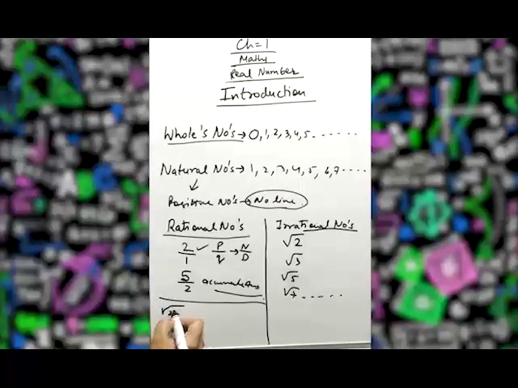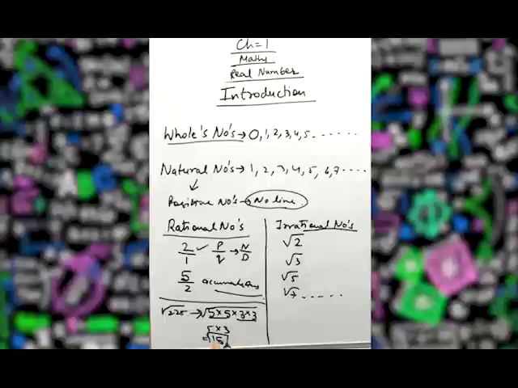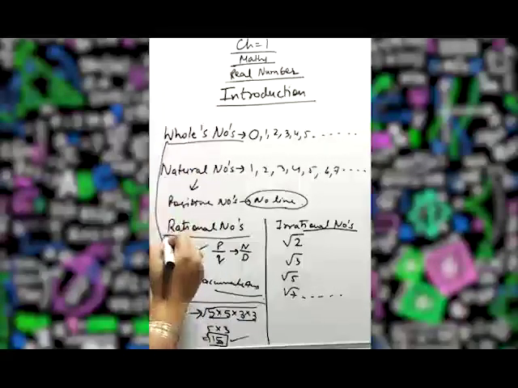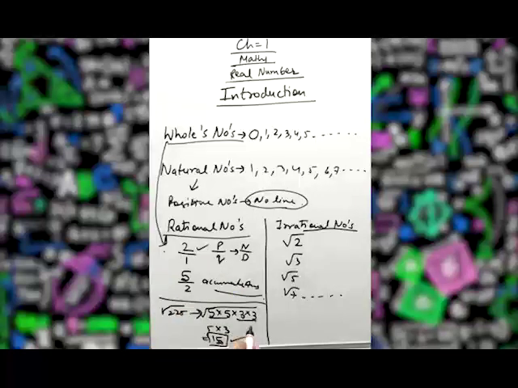Let me take an example. Can you tell me if under root 225 is a rational number or irrational number? This is a rational number as it has factors 5 into 5 into 3 into 3. And when I take out the common factors from it, it will give me 15. That means 15 is a proper number, a whole number. That means it is rational, and I can write it in the form of P upon Q.